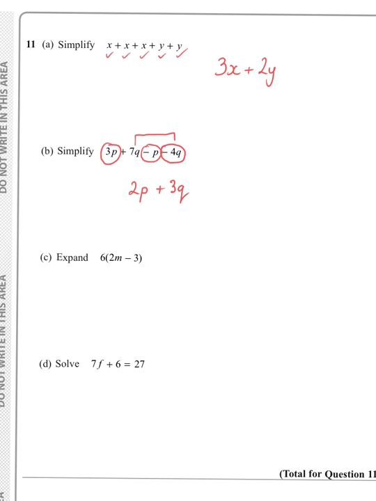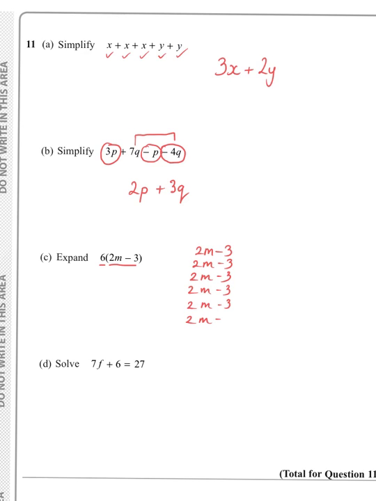So 2p plus 3q would be the simplified expression for what we had. Now we've got to expand, and it says we want 2m minus 3 multiplied by 6. So one way of thinking about it here is to write this out 6 times, which seems a bit silly to start with. So if you know the idea, then just zoom forward. You don't have to watch this part.